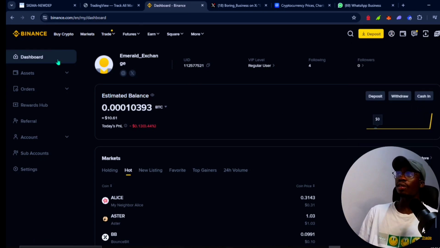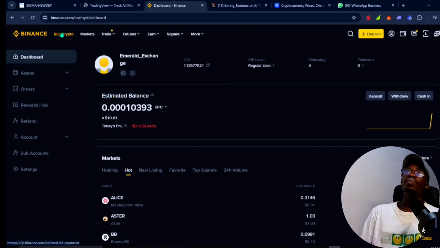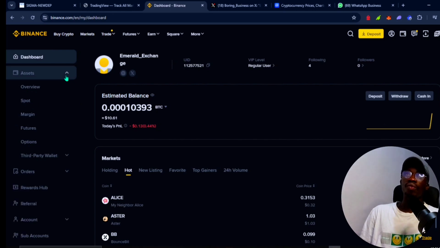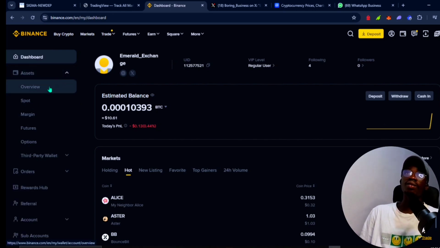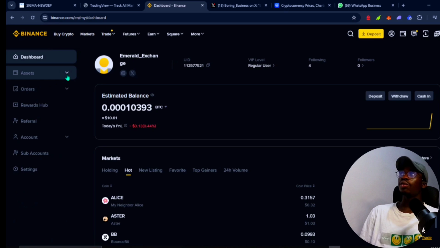So now let's talk about this interface we are graced with. Right here on the left, we have our dashboard at the top corner, which is what we are seeing right here, this whole screen. Here you have your asset. A shortcut asset will give you an overview of your wallet, your balance in your spot account, your margin account, futures option, your third wallet, which is going to be discussed.